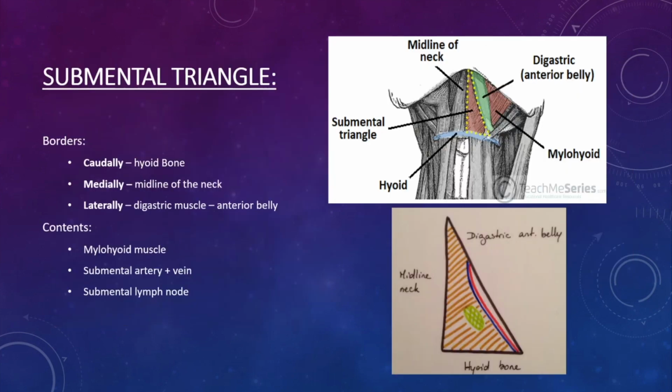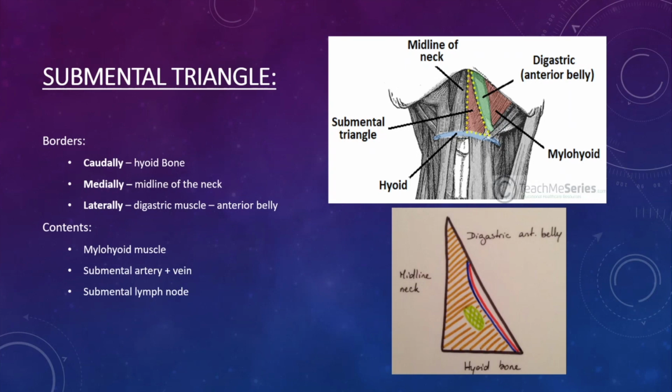Next up, we have the submental triangle. Now, a lot of resources will say that this is an unpaired triangle where the borders are formed by the hyoid bone inferiorly and the anterior belly of the digastric muscle on both sides laterally. Some resources will also say that medially it's bordered by the midline of the neck and this triangle is paired. So we'll go with the paired version because all the other triangles are paired and we don't want this one to feel lonely as such.